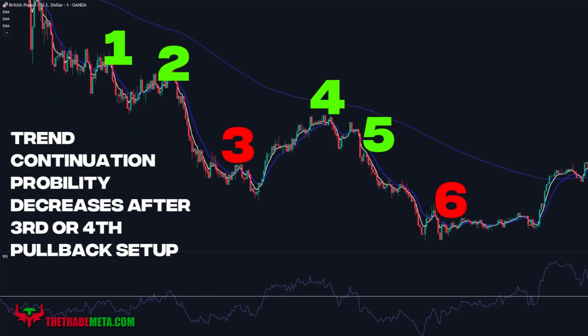And the last tip is to consider trading only the first few pullbacks of the trend, about 2 to 4 trades max on any one trending move. The trend will eventually lose its steam and start consolidating or even reverse trend direction.